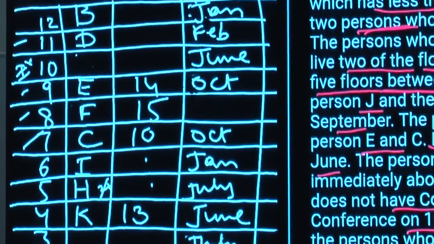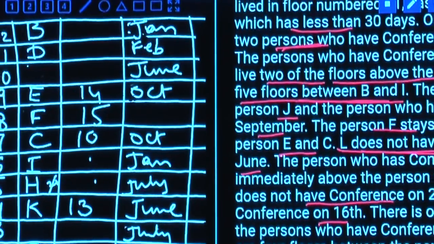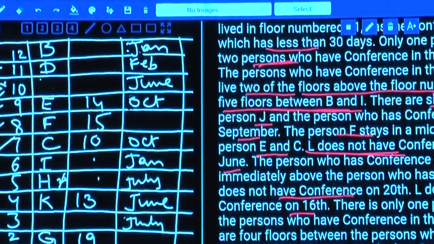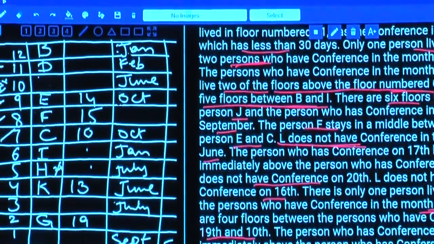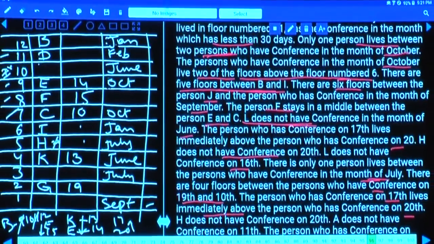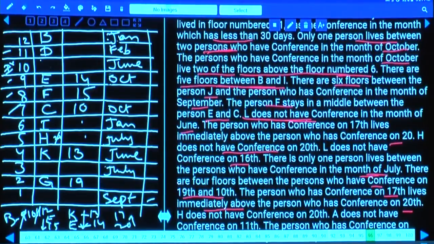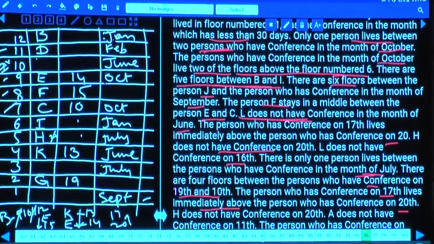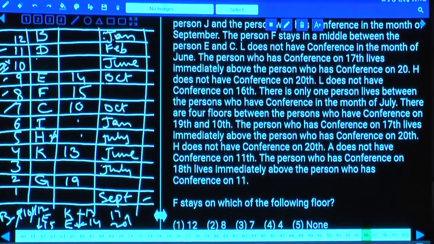And if this is 19th, 19 and 10, there are 4. The person who has conference on 17th lives immediately above the one on 20th. 17 is immediately above 20th. And 13, 14, E and 15. H does not have the conference on 20th. Hence H cannot be 20th, and this 17 and 20 must be where? 17th and 20th can be in these 2 places.